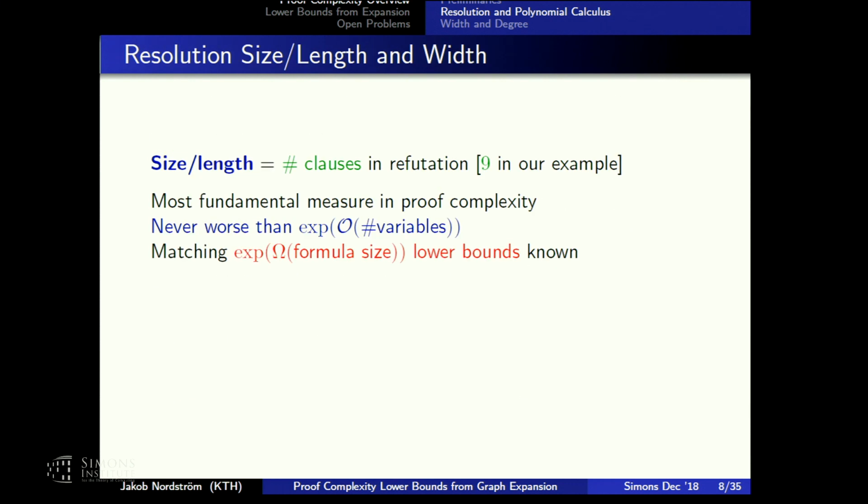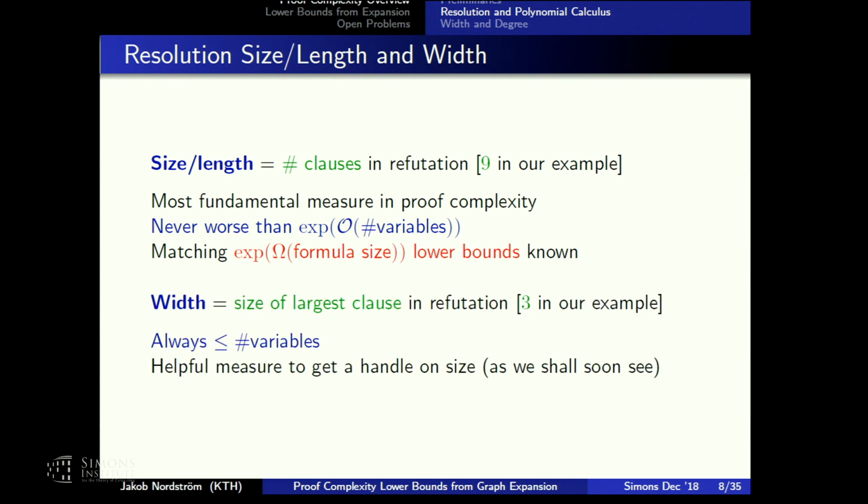So the most important proof complexity measure that we care about for resolution and for any other proof system is size, which for resolution we can just count the number of clauses. It's never worse than exponential in the number of variables, and there are matching lower bounds. In fact, not only in the number of variables, but slightly stronger, even in formula size.